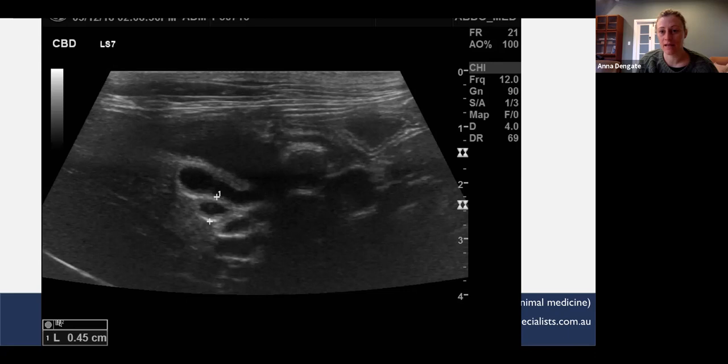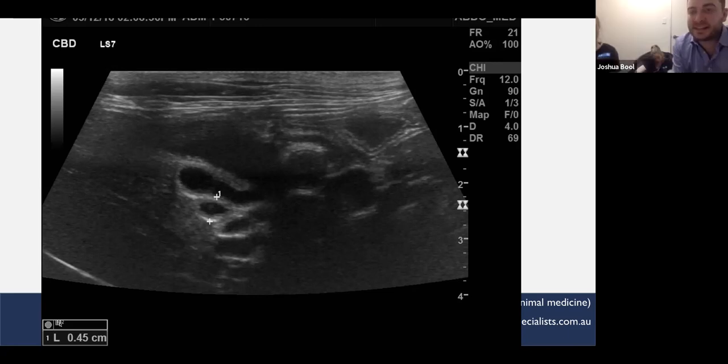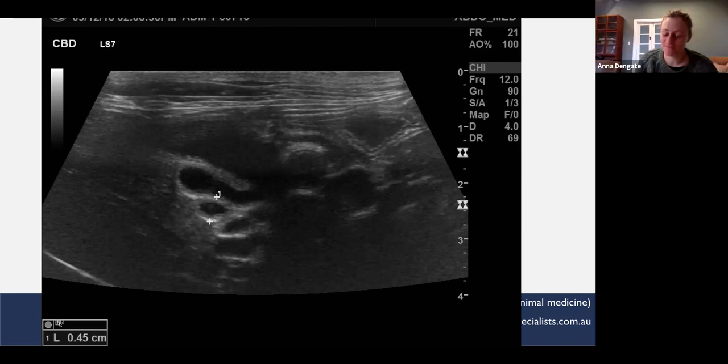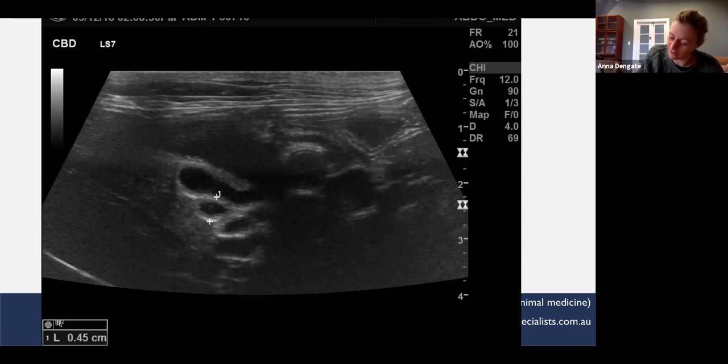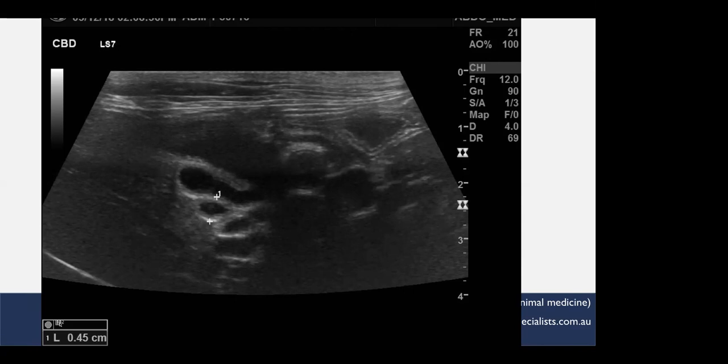So this is a cat with, what's the leading differential with the history that I've given you and these ultrasound changes? Things like extrahepatic bile duct obstructions. Mm-hmm. So that can be things like choleliths or neoplasia or pancreatitis or duodenal obstruction, foreign bodies, those kind of things. Good, very good differential. If you had cholangitis, hepatitis, when the liver gets so thickened, would you see the ducts as dilated as that? Because they do seem huge.